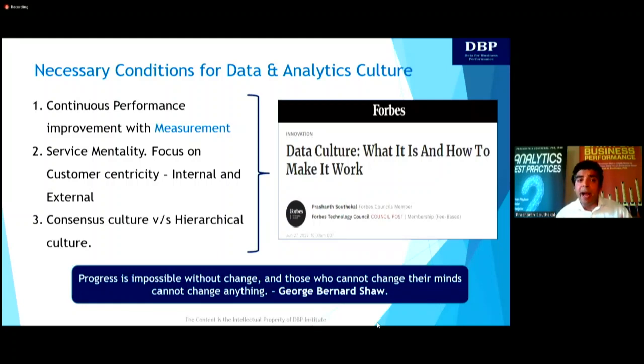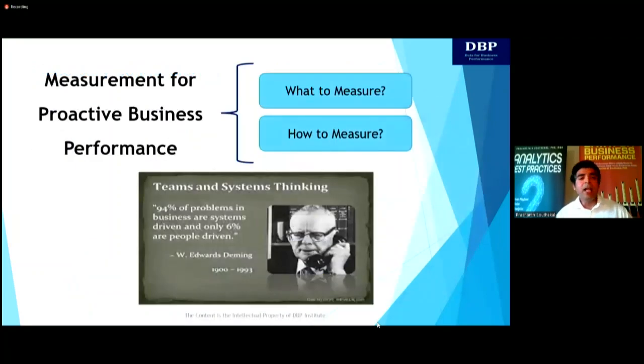So if you have a mentality or a mindset to serve, that means you are building the right analytics culture in your organization. And lastly, it's about focusing on consensus versus hierarchical culture. That means if your decision-making culture in your company is focused on title, position, seniority, and so on and so forth, you are not going very far in your data analytics project. So if you can focus on your data and insights and the merit, you have a good chance of getting success out of data and analytics. On these three factors, I wrote a blog as well. So if you're interested, you can go and read this article. So ultimately, if you believe in measurement for proactive business performance, then you are into data and analytics.